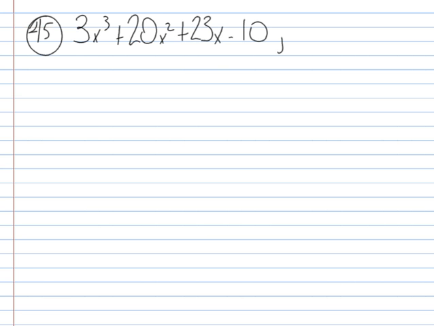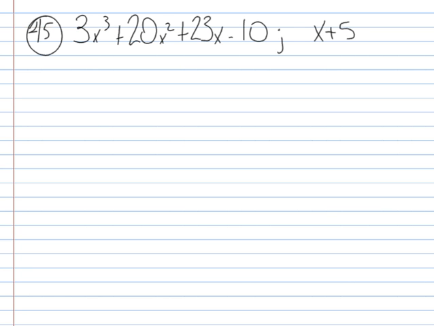So looking here, this is problem number 45. 45, there we go, 45. And my original problem says that it is 3x cubed plus 20x squared plus 23x minus 10, and then they gave me a factor that is x plus 5. So we need to continue factoring the rest of this problem.